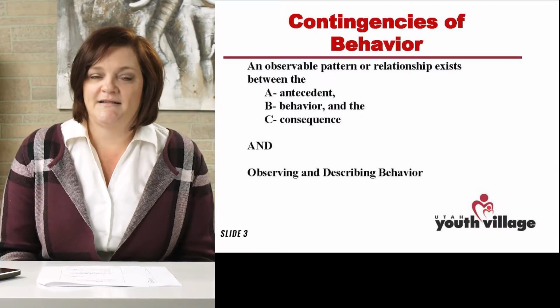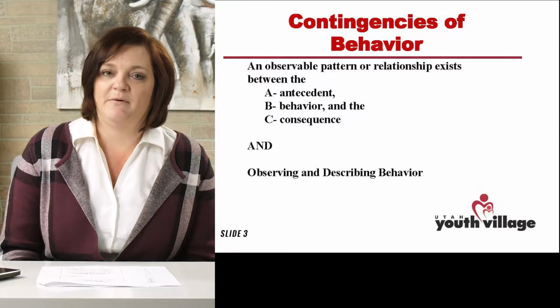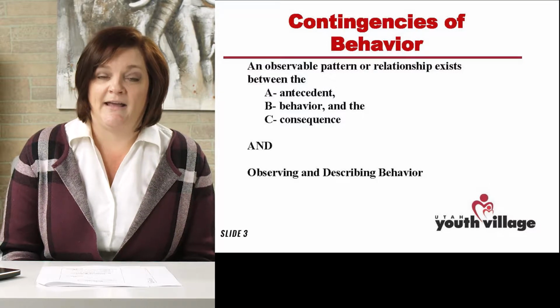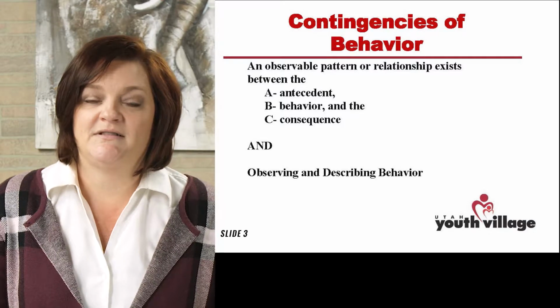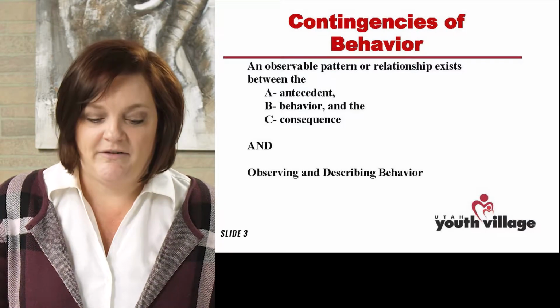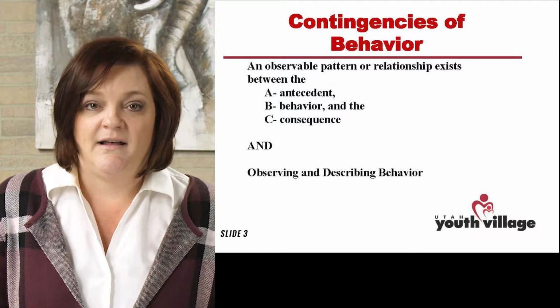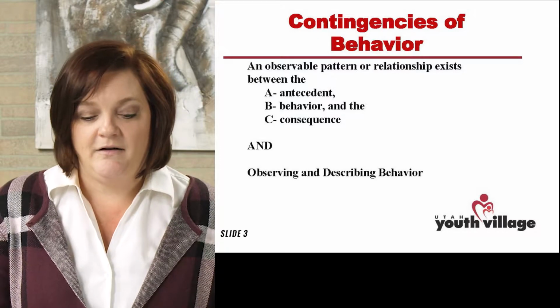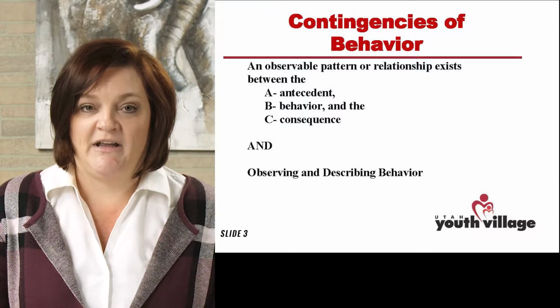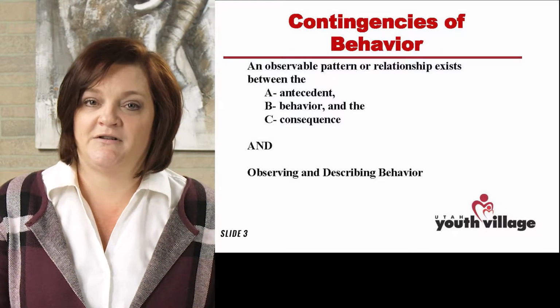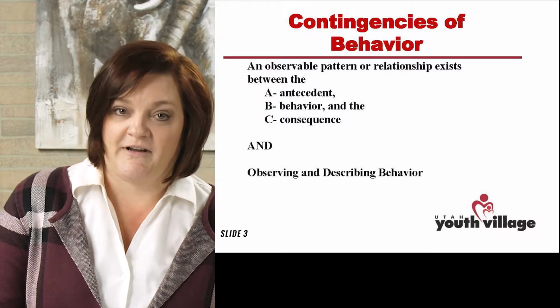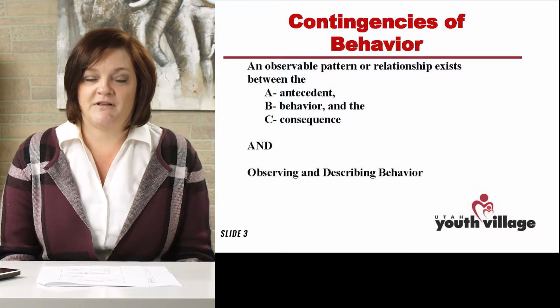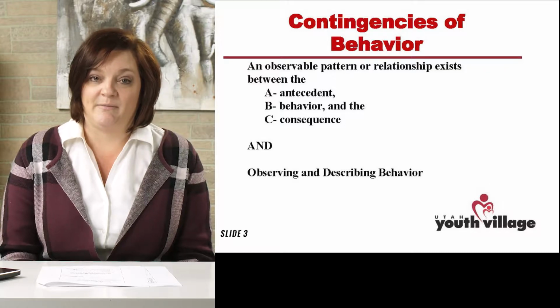There are antecedents to behavior, and I think we've talked in a previous class about the ABCs of behavior. So there's the antecedent, the behavior, and then the consequence. And those work closely together with observing and describing behavior, because not only can we observe what we're actually observing, but we can also note for the child anything that might have come right before.